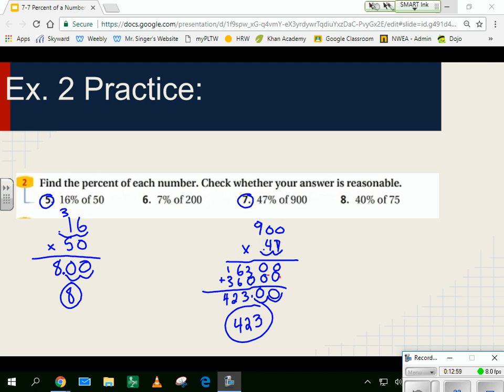0 times 4 is 0, 0 times 4 is 0, and 4 times 9 is 36. I got 42,300, but then I had to remember to move the decimal twice, and when I moved it twice, I ended up with 423. Both reasonable answers for what you're looking for.